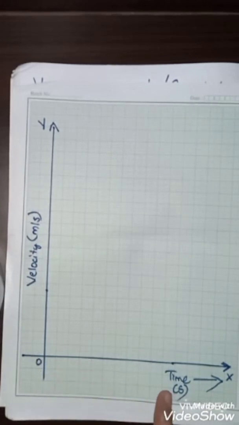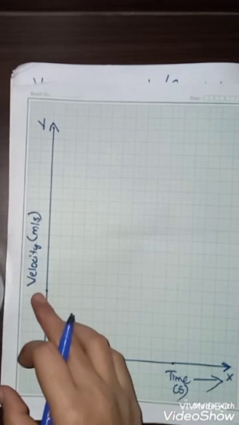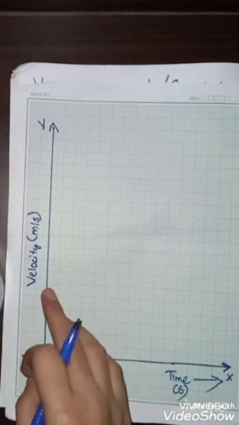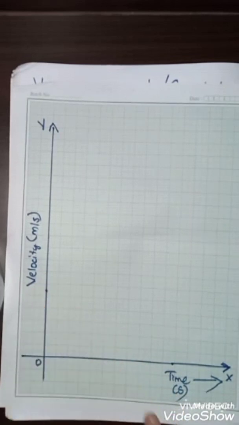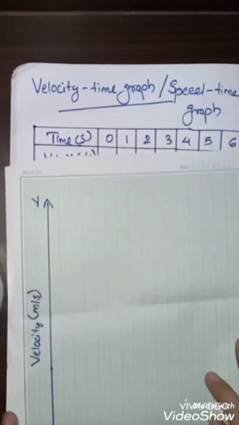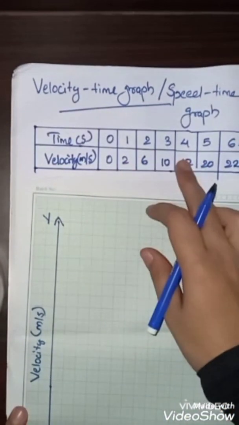In the distance time graph, we take distance on the y-axis. In the velocity time graph, we take velocity on the y-axis. Hope you understand that. Then we can draw a velocity time graph based on this data.